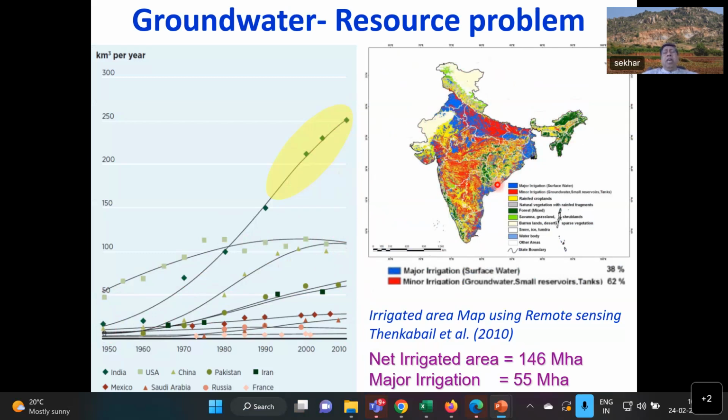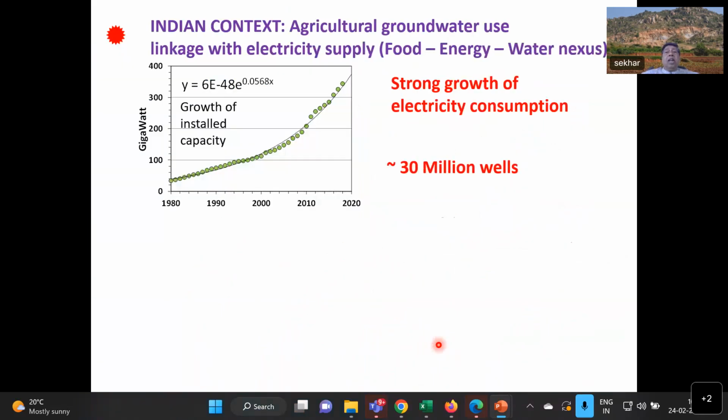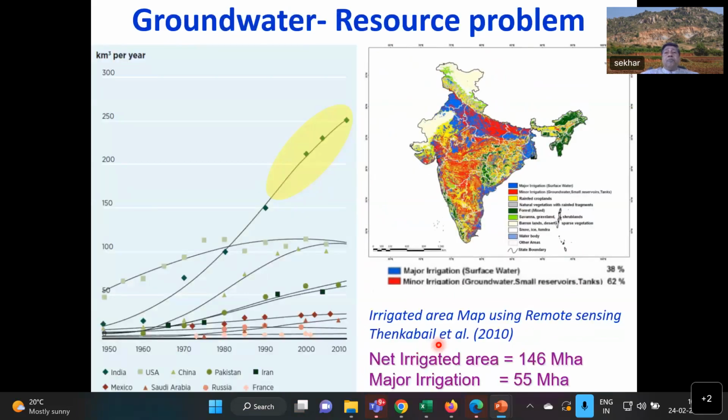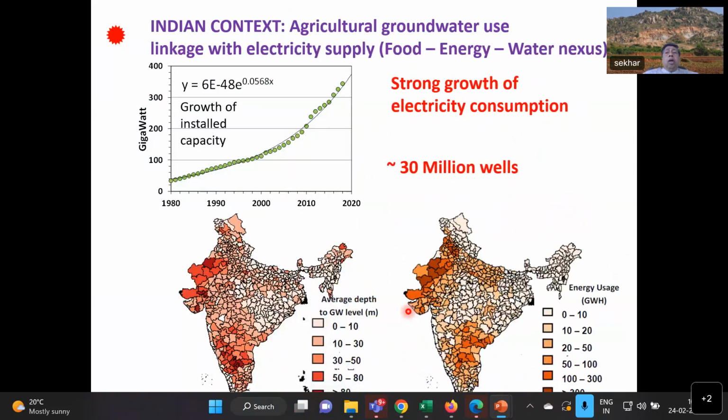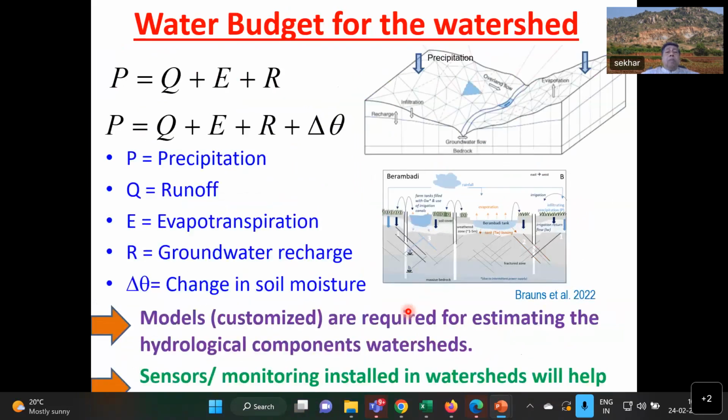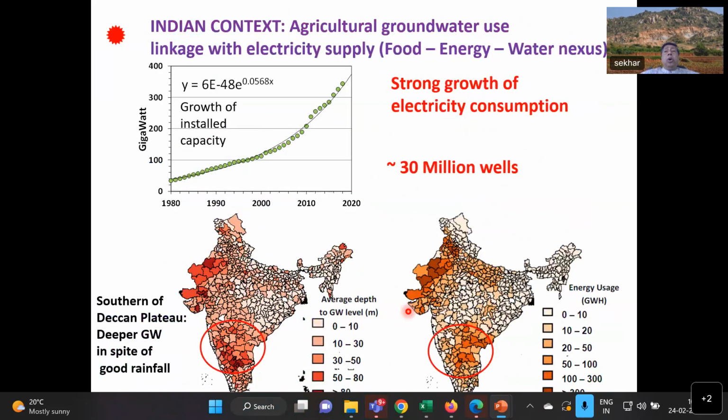There are several reasons. Maybe energy is one of these. So if some of you are following the irrigation concepts in India, you will see that we call this major irrigation and this is so much, minor irrigation is another. So I hope this slide is clear. So net irrigated area and minor and major irrigation. Minor irrigation is much higher. Minor irrigation means groundwater and tanks and so on and so forth. Major is by canals.